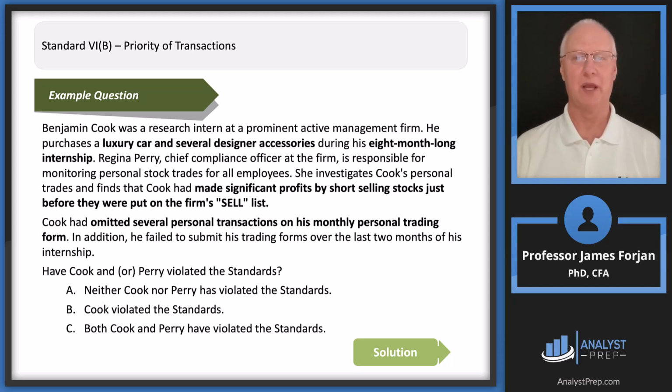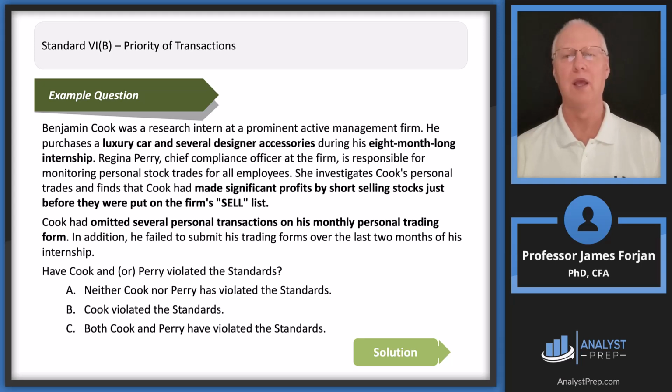Regina is the chief compliance officer responsible for monitoring. She investigates those personal trades. He made significant profits by short selling stocks just before. All right, so there's the front running kind of a deal. Cook had omitted several personal transactions from his monthly trading reports. So which one of these two people, Ben or Regina, have violated the standard? I mean, you're tempted to say Cook, and that's of course the correct answer.